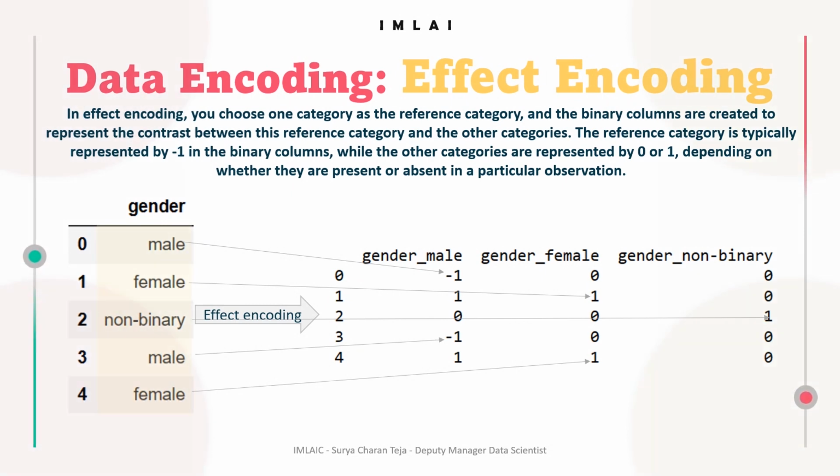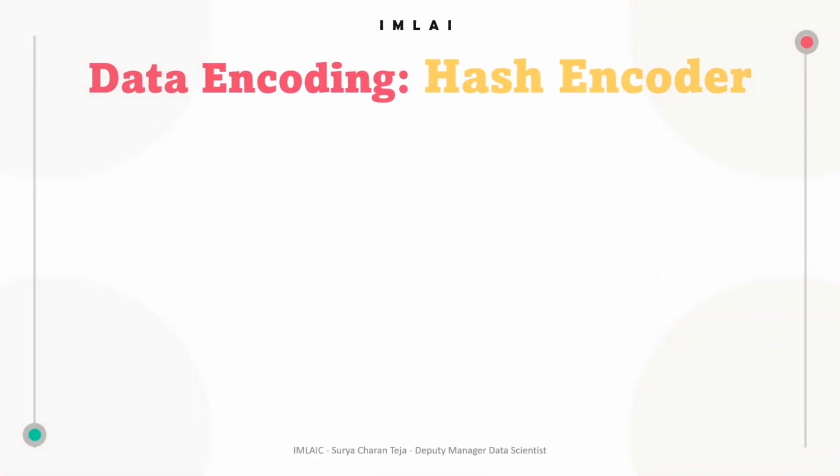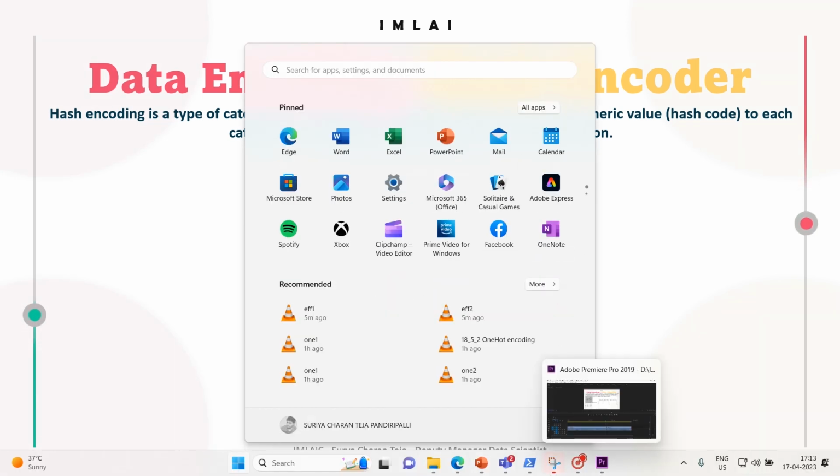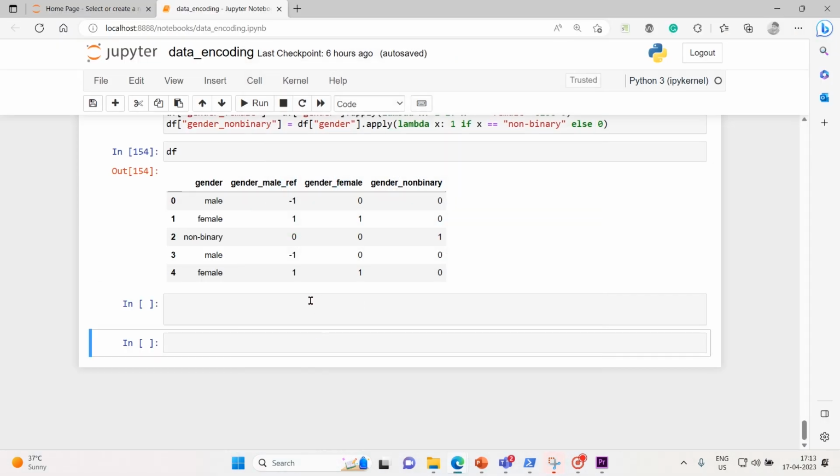Now let's move on to the next technique of data encoding, which is hash encoder. So what is hash encoder? To understand hash encoding, it is necessary to know about hashing. Hashing is the transformation of an arbitrary size input into a fixed size value. So let me write that down. So this is hash encoder.